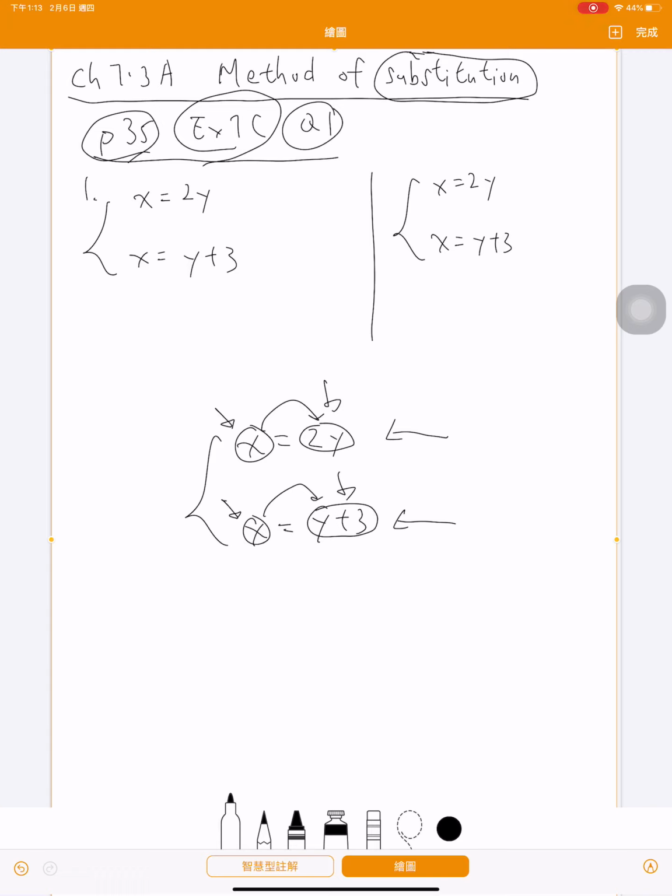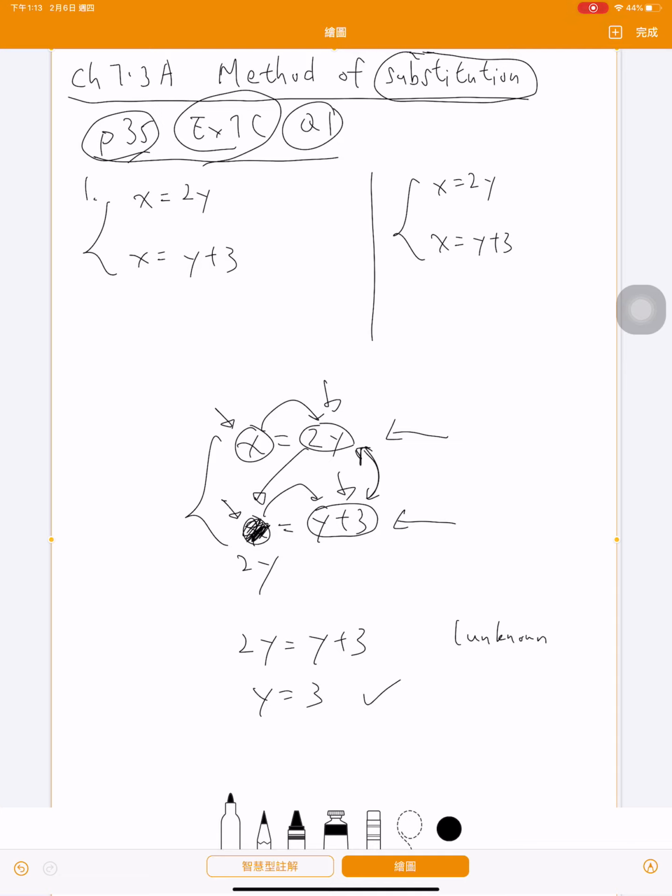That means these two are in fact the same, right? We can put 2y into here. Since x is equal to 2y, we can put 2y here, so that 2y is equal to y plus 3. They are the same, right? So this one becomes one unknown, and y is equal to 3.